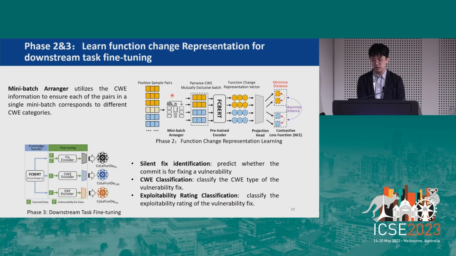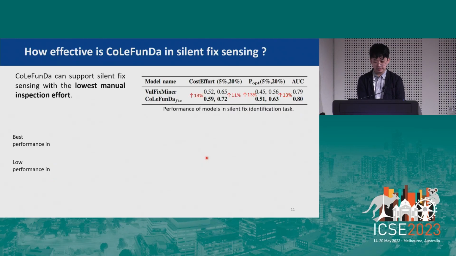Then in phase two, the learner tries to minimize the distances of samples within the same pair and maximize the distances between samples from different pairs. The arranger here is important. It utilizes the CWE to ensure that in a mini batch, no two pairs have the same CWE. And then in phase three, we further fine-tune the downstream task using the pre-trained encoder FCBERT from phase two. So how is the performance of Colafunda in the downstream tasks?